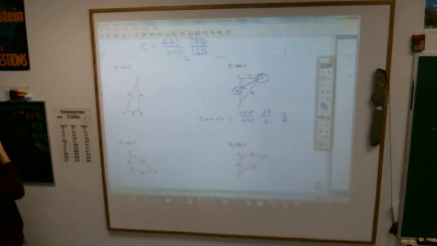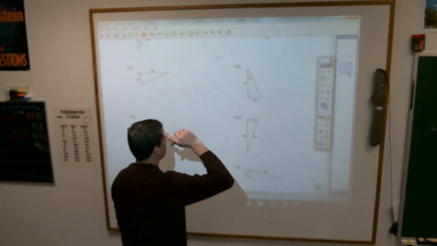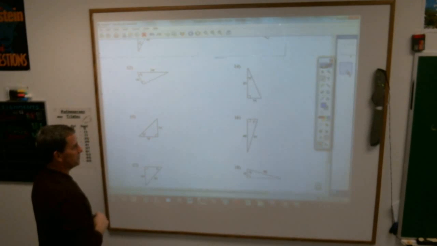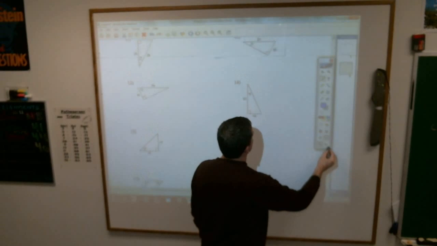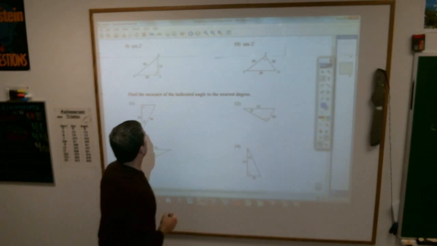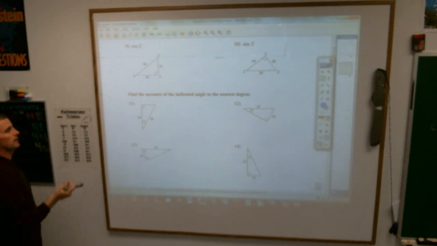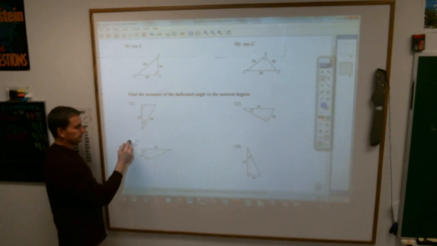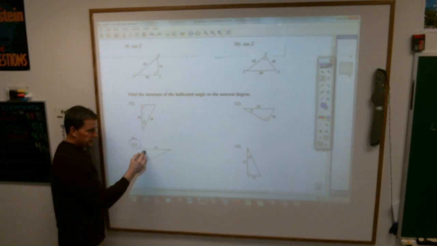Now, if you look at the second page, things are a little different. For the back side there, they are asking you actually to find the degrees in the angle. So follow along with me if you will. Let's pick one out of the blue. Let's do 13. You are looking for the question mark angle.